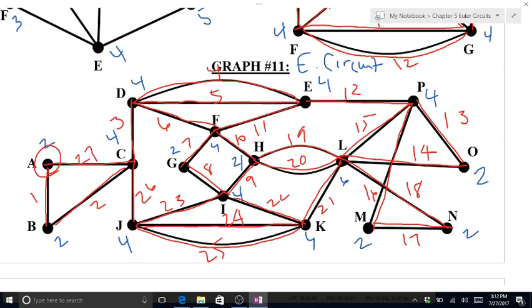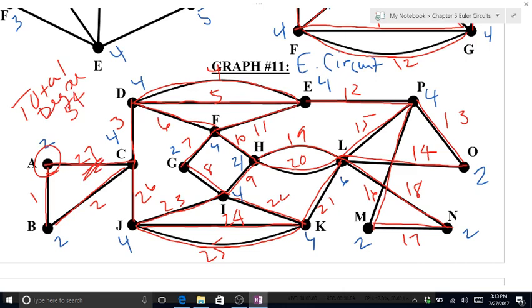So A and B is 4, plus C is 8, plus D is 12, plus E is 16, plus F is 20, G is 22, H is 26, I is 30, 34 with J, 38 with K, 44 with L, 48 with P, 50 with O, 52 with M, 54 with N. So my total degree is 54, and half of that is 27.